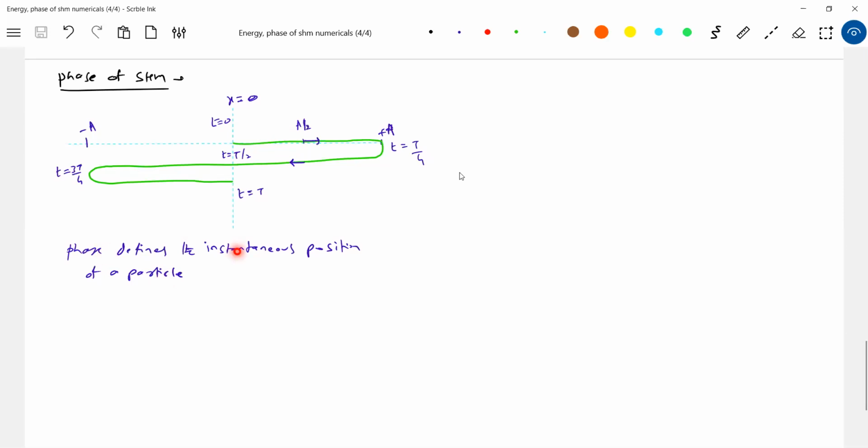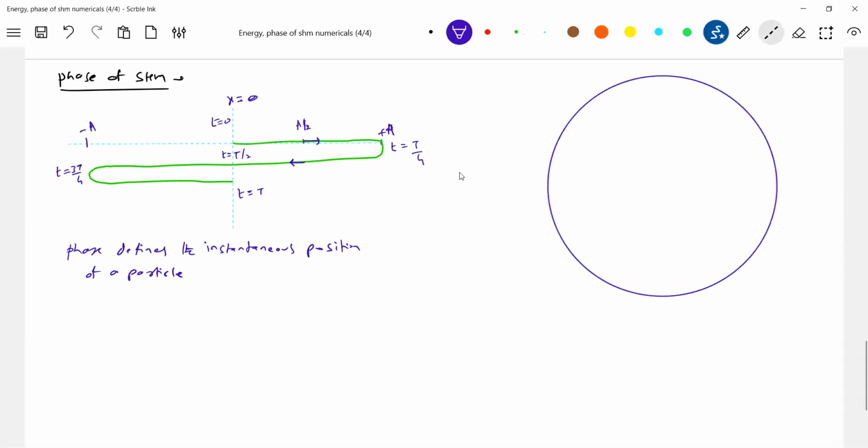I brought up phase, so you can ask questions. What do you mean by phase? Phase will be 0 at the start. By the time it goes here, the phase will be pi by 2. This will become pi. This will become 3 pi by 2. This will become 2 pi. Let me take the circle. Please understand, this is the best concept available in SHM. Once you know phase, you can manage most of the questions.